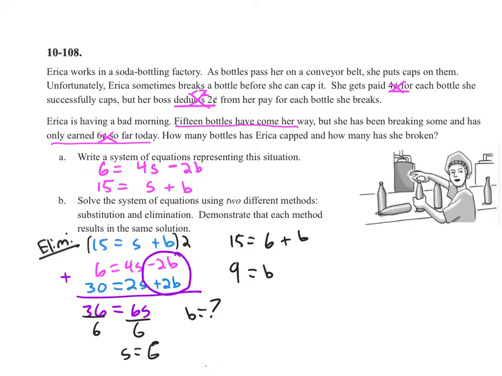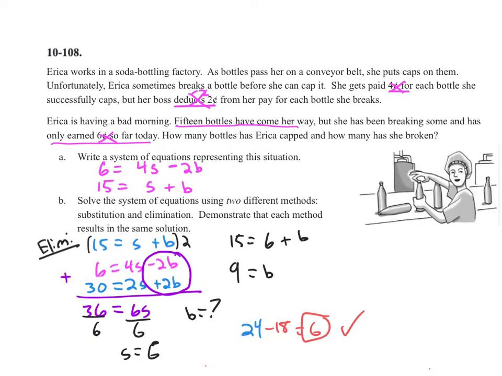And then we can check this by seeing, does it work? If I take the 6 that she successfully capped, 6 times 4 is equal to 24. So she made 24 cents on those 6 successfully capped. Then she loses 2 cents on the 9 that she has broken. So 2 times 9 would be 18. So 24 minus 18 is equal to 6 cents. Yes, this does work. I am good to go.